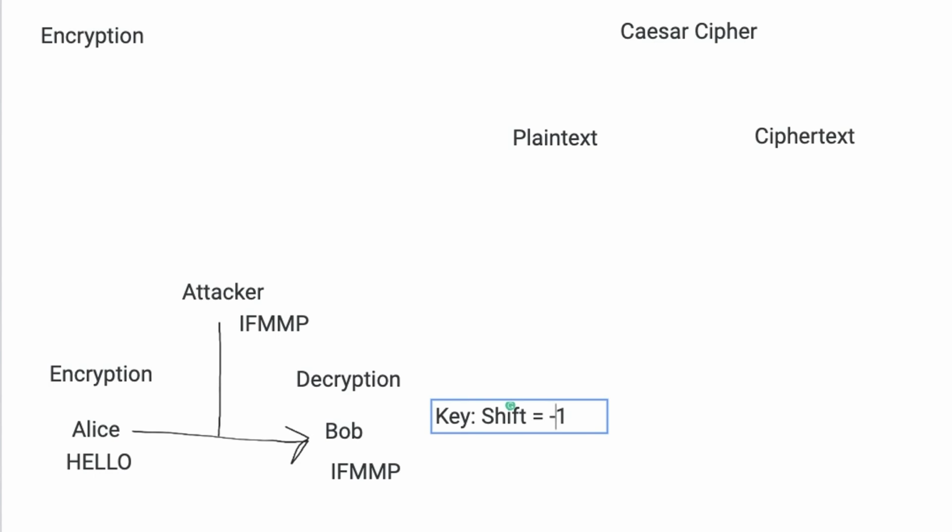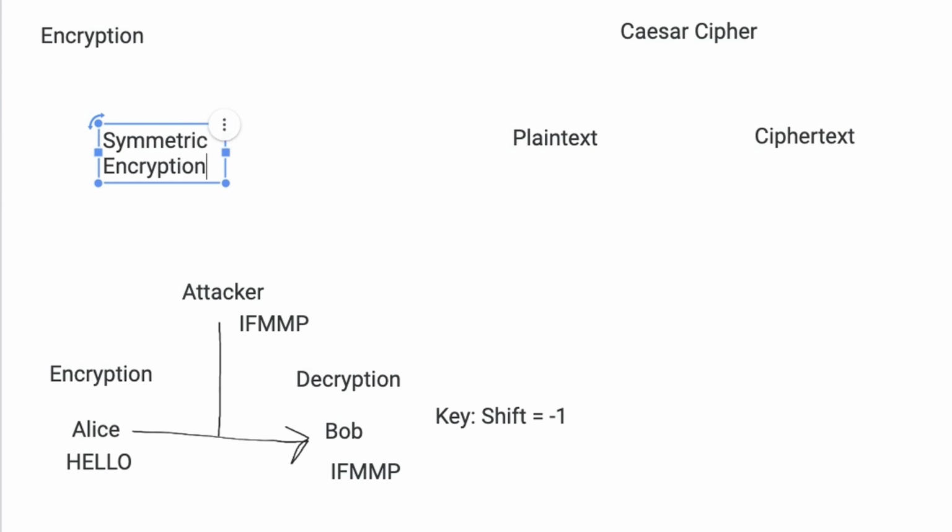So this method of encryption is called symmetric encryption. It's called symmetric because it's symmetric on both sides. The same key is used for both encryption and decryption.